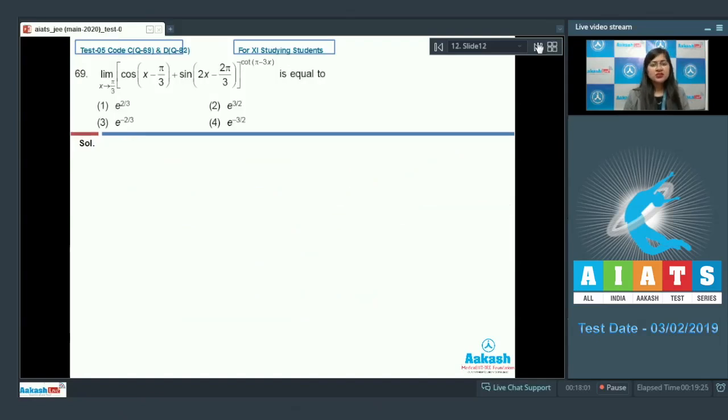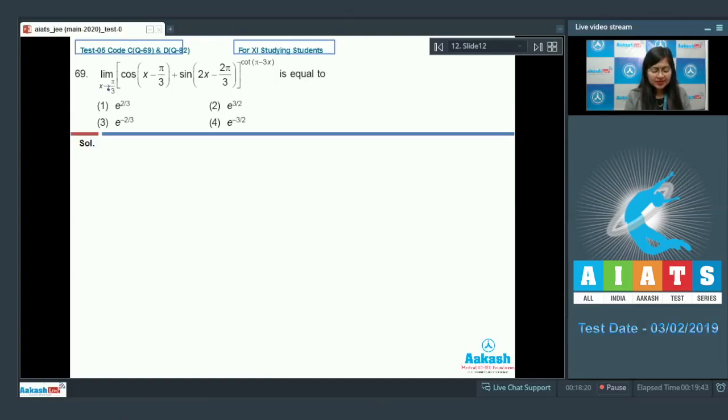Next is question number 69, which says that limit x tending to pi by 3 of cos of x minus pi by 3 plus sine of 2x minus 2 pi by 3, whole raised to the power cot of pi minus 3x. So firstly we will check which form it is.